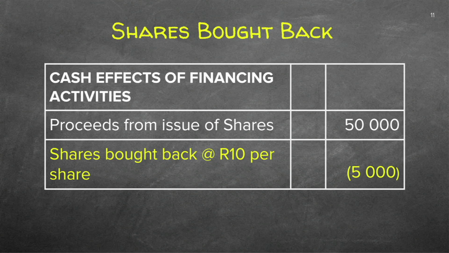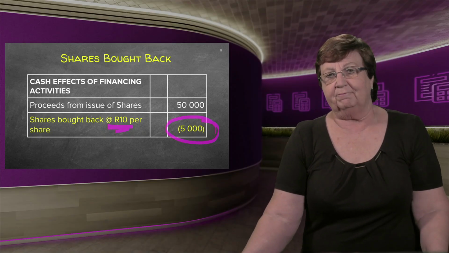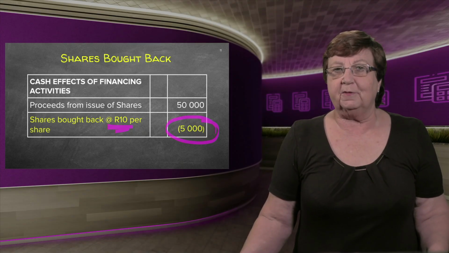Let's have a look and see what we have done here. And so we have our proceeds from the issue of shares, which we dealt with just now. And now in yellow, you will see that shares were bought back at 10 Rand per share and we paid 5,000 Rand. How can I say we paid 5,000 Rand? Because it is in brackets. Now, just a little curveball question which they may ask you is, how many shares did you buy? How are you going to work that out?